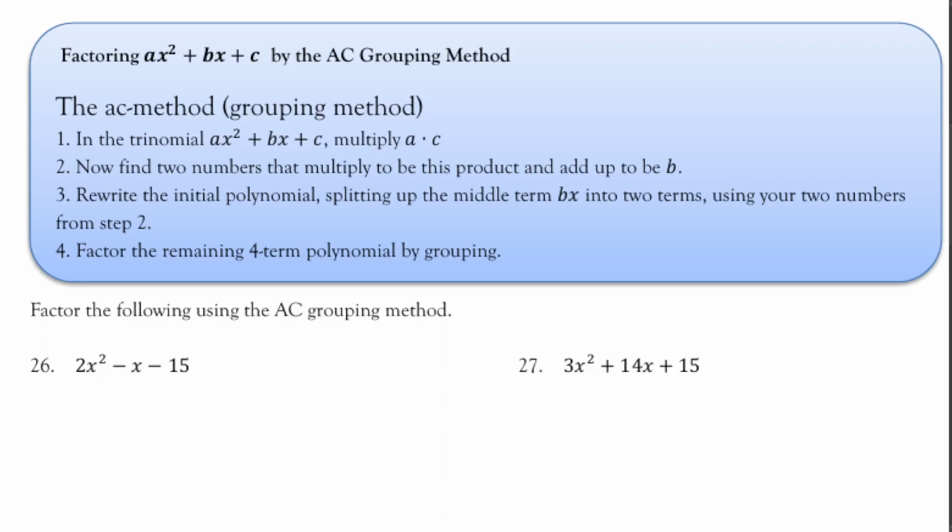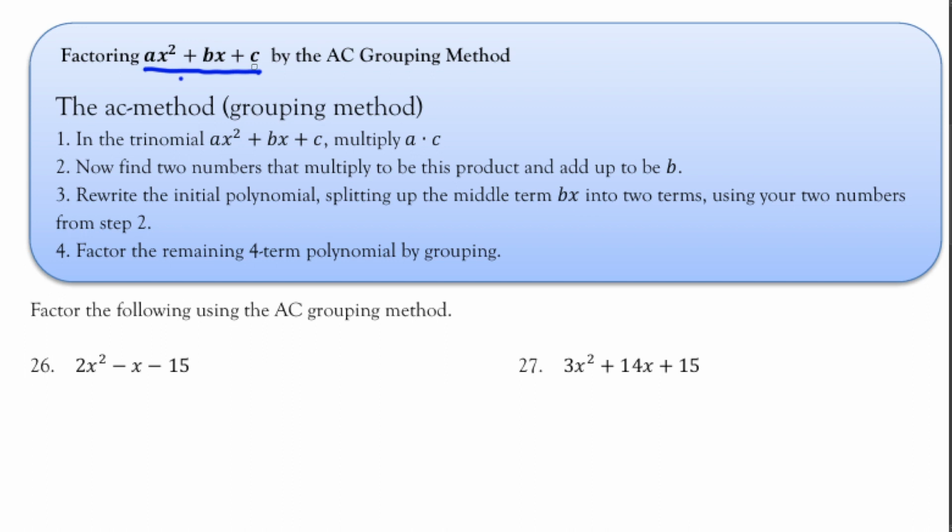This video covers how to factor quadratics of the form ax squared plus bx plus c using something called the AC grouping method. We learned in a previous video how to factor by grouping when there are 4 terms, but these only have 3 terms. So you might ask, how can you factor by grouping if there's only 3 terms?